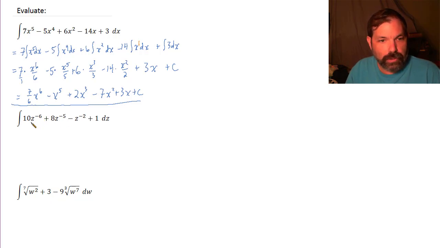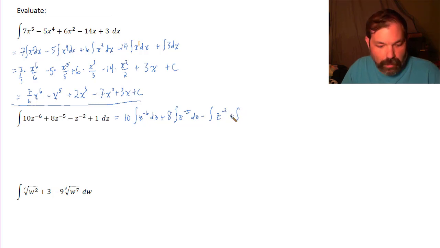Our next example has some negative exponents. That's okay. Negative exponents are fine. They work just the same, except for that one situation, which we'll see later on. So again, then this would be 10 times the integral of z to the negative sixth dz, plus 8 times the integral of z to the negative fifth dz, minus the integral of z to the negative second dz, plus the integral of 1 dz.